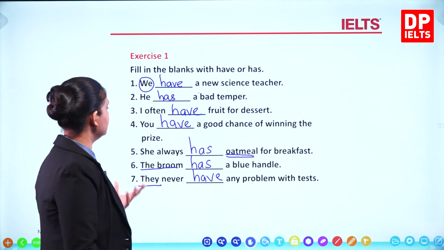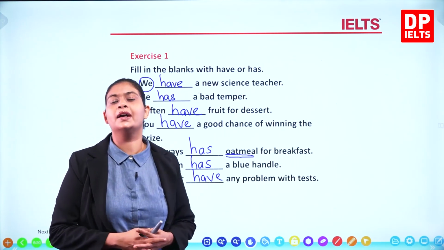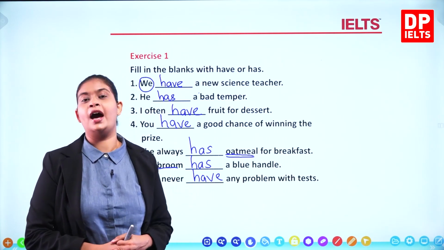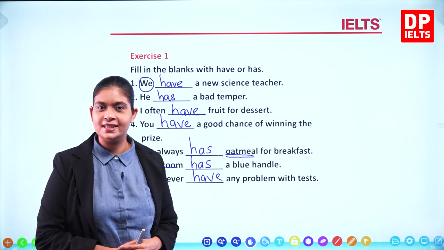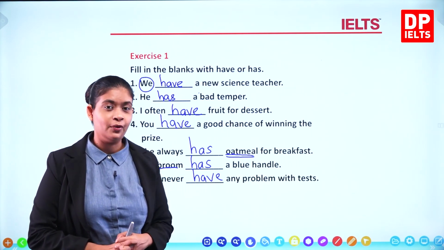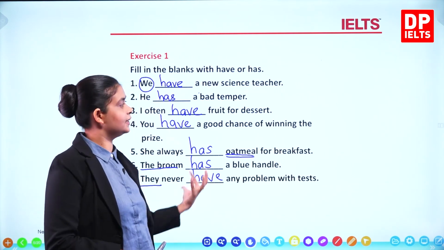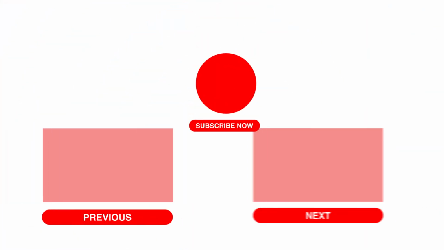Then we did some practice questions. So with that, now I hope that you clearly understand the use of has and have. Before we do the present perfect tense, please practice as many questions as possible.